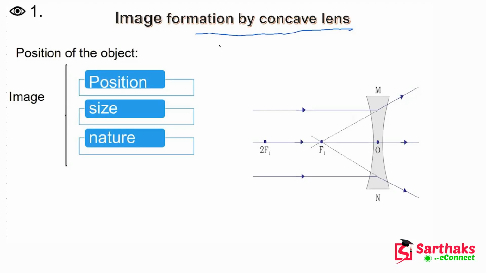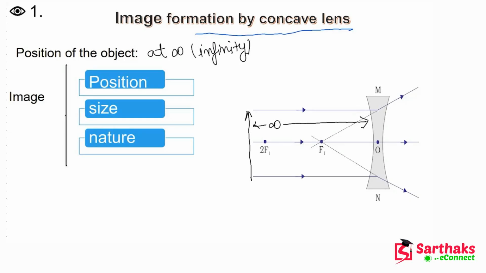Now let's talk about the position of the object. So let's suppose this is your object and it has been placed at infinite distance from the lens. Now, position of the object is at infinite distance. Now, let's talk about the position of the image.